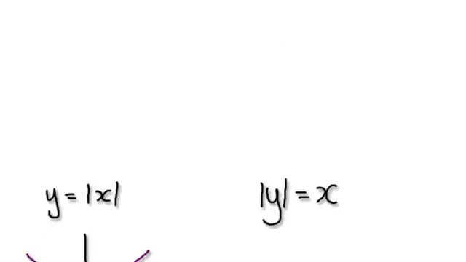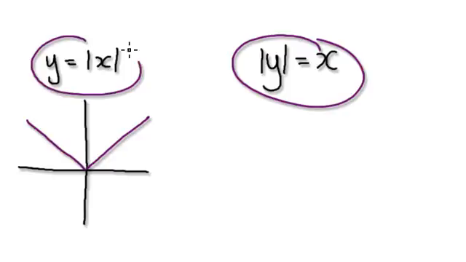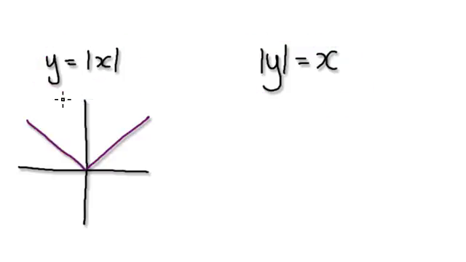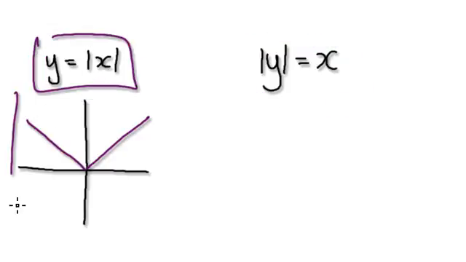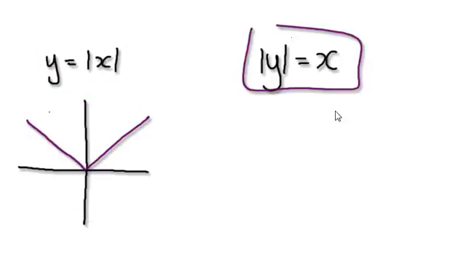Following on from the previous video, we were trying to understand this, but we are familiar with this: y equals the absolute value of x. We are familiar with this, and we can sketch this graph here. But when it comes to this here, it's quite strange.